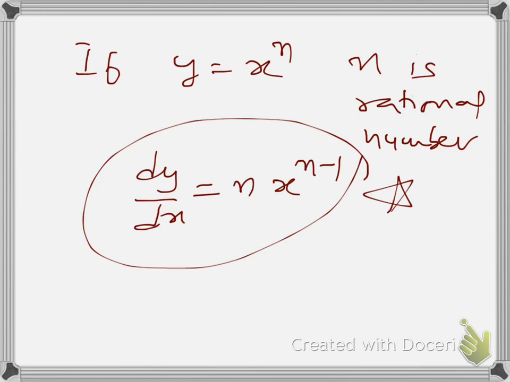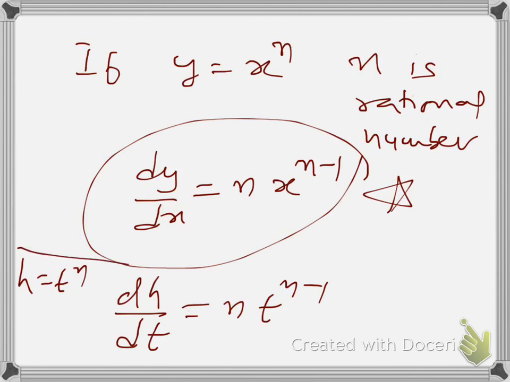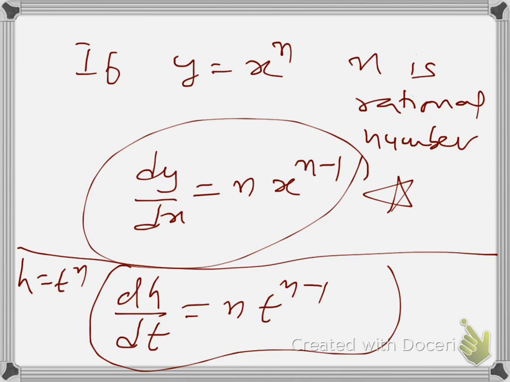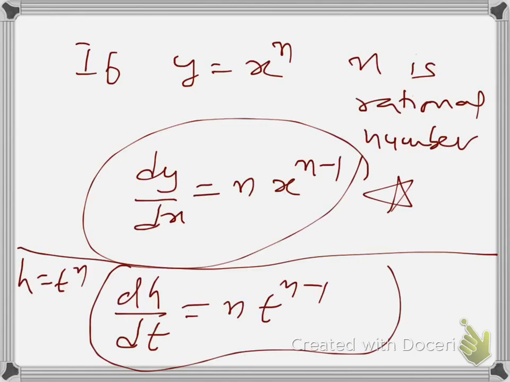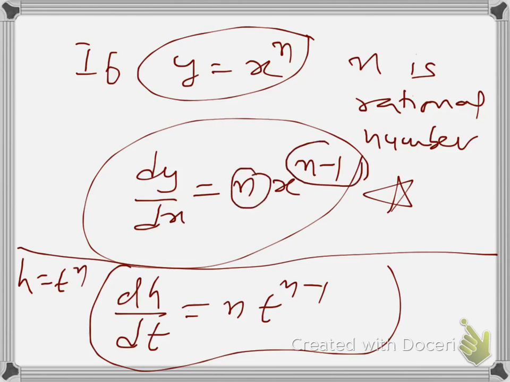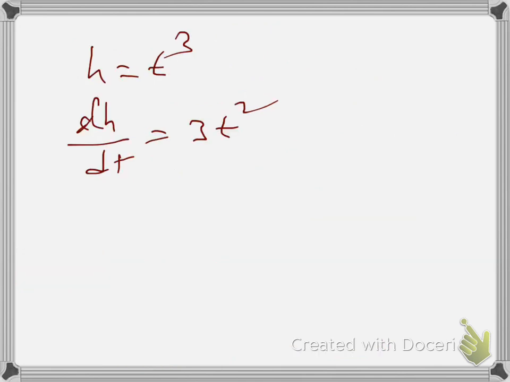For example, instead of y you can have h, instead of x you can have t: dh by dt is n t power n minus 1 provided h is t power n. If the relation between height and time is t power n, dh by dt, the rate of change, will be n t power n minus 1. First formula. For example, if h is t cube, dh by dt will be 3t square. Power comes down and it gets reduced by 1. See, if y is x power n, what will be the rate of change? n comes down, and the new power will be less by 1. So if h is t cube, dh by dt will be 3t square.